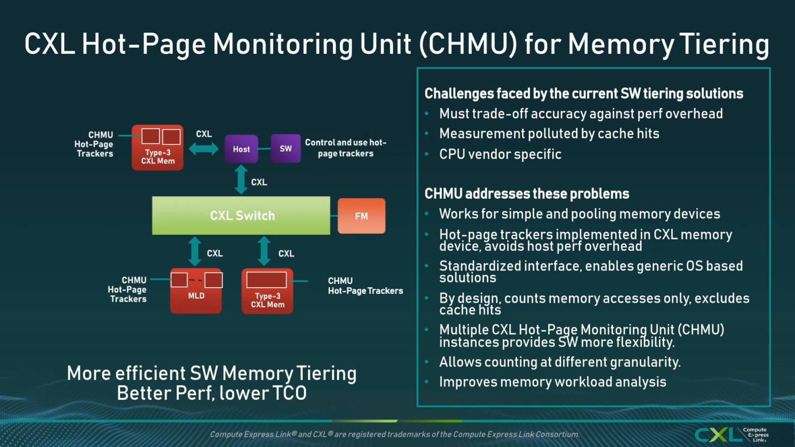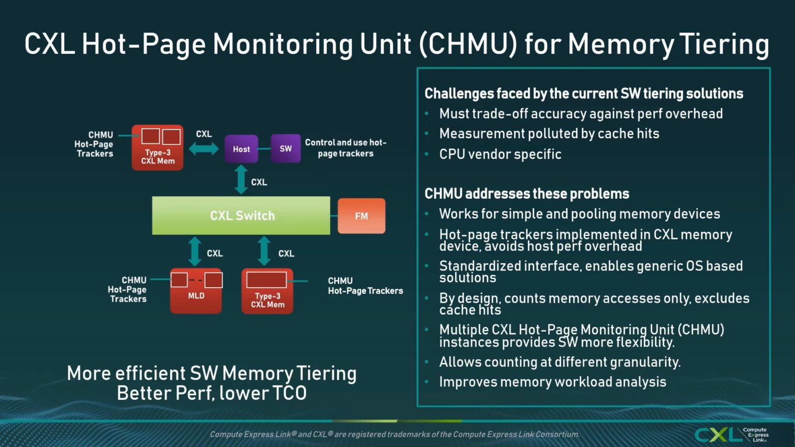The other thing that was challenging is that since they were trying to measure the hot pages from the CPU standpoint, the measurements were polluted by cache hits, right? It was difficult to separate out accesses that were satisfied by the CPU cache versus the ones that were not. And so the data could be somewhat polluted and hard to make sense of. The third thing was these algorithms were CPU vendor specific. And again, that made it difficult to scale in a large data center environment.